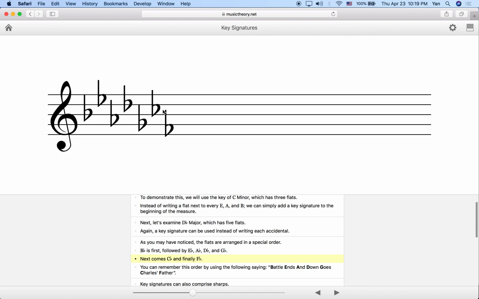So you can remember this order by using a combination of words. This is not how I learned this when I was a kid, but it can be useful to you. They have this mnemonic called "Battle Ends And Down Goes Charles' Father." So B, E, A, D, G, C, F. You can make up your own, whatever you like that makes you remember it.